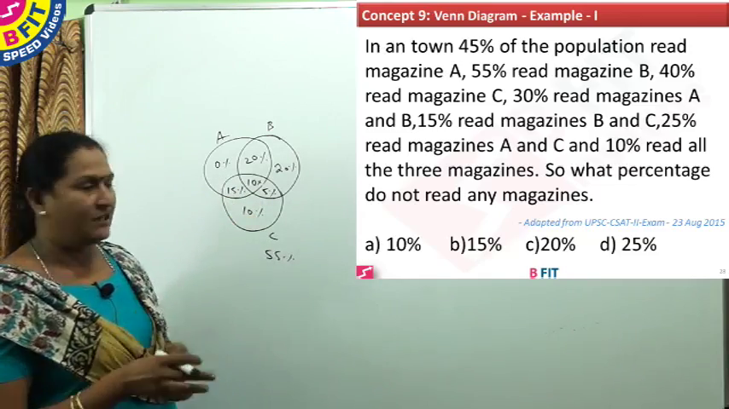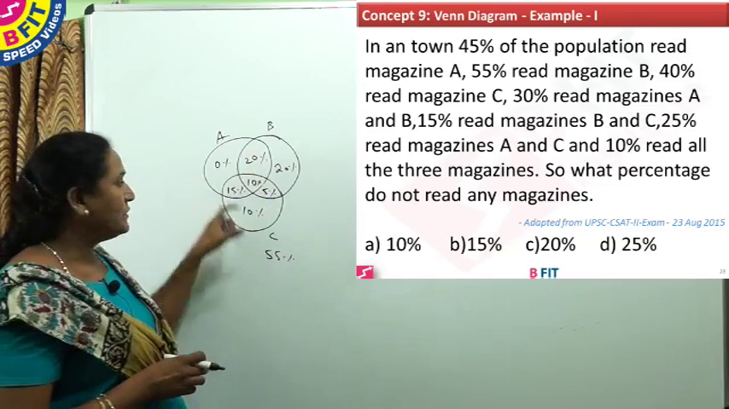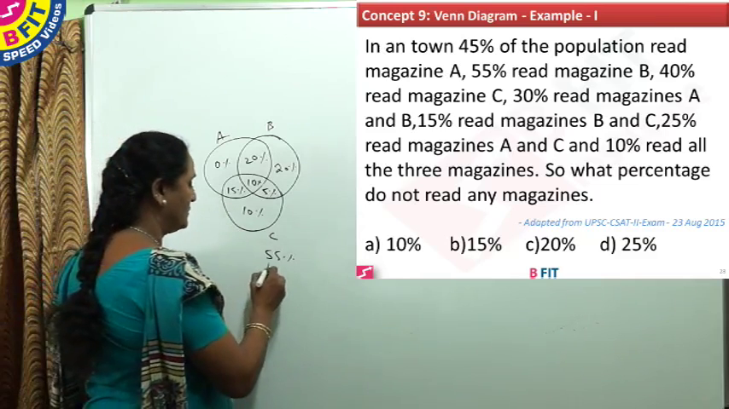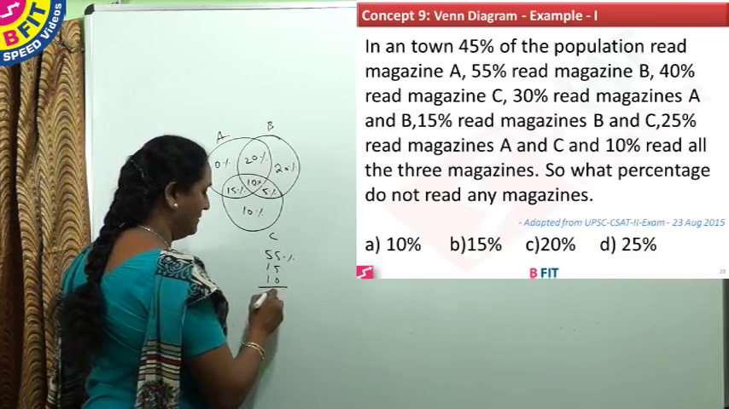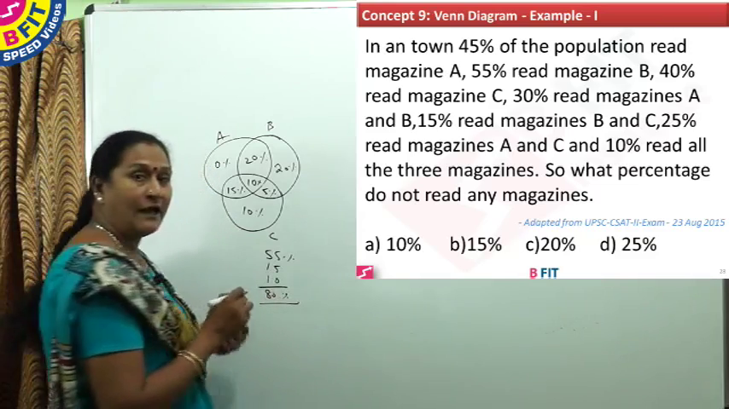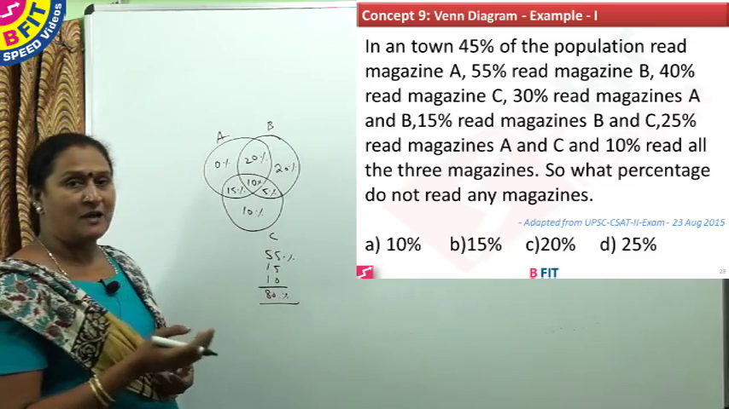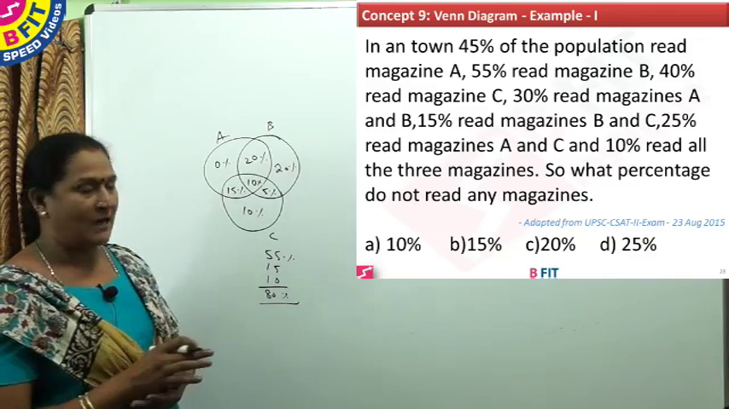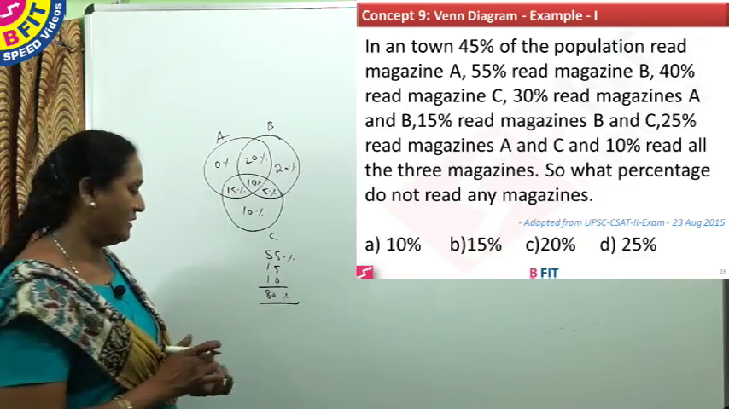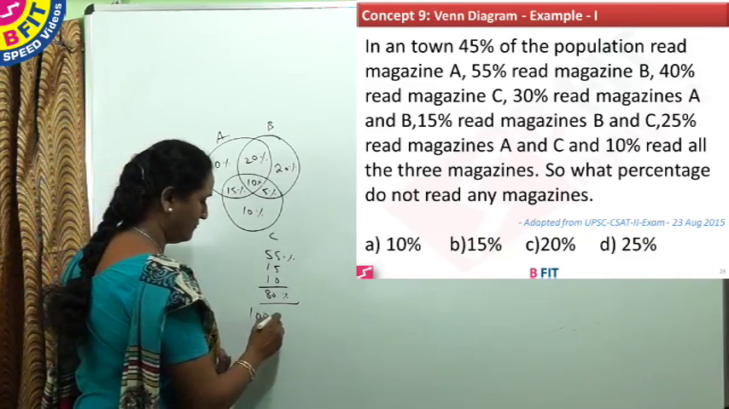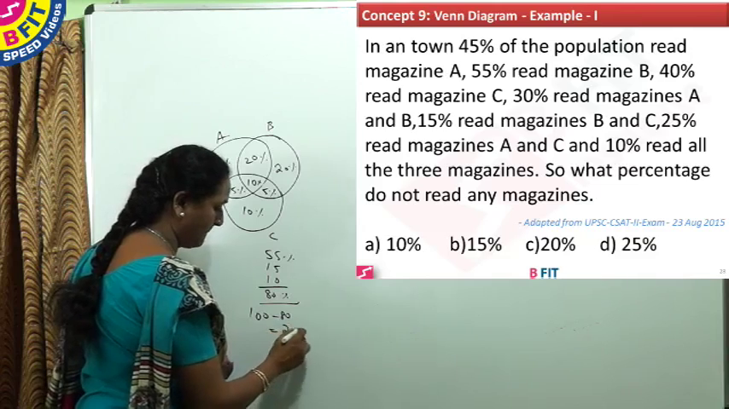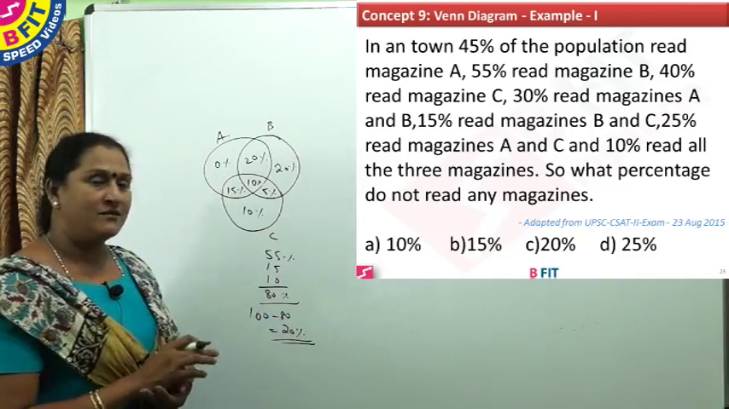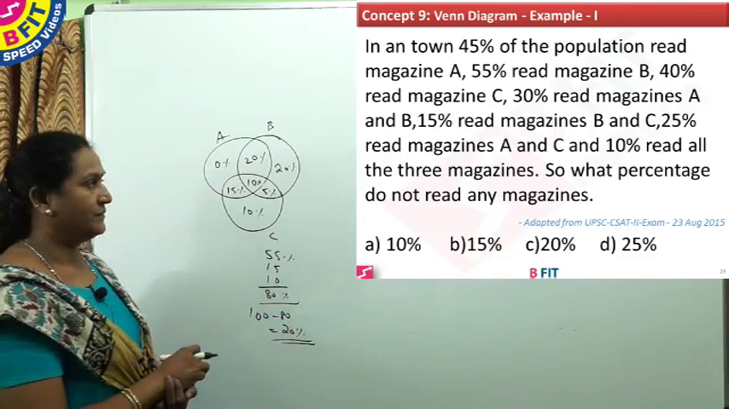Now, instead of wasting time adding each and every detail, taking B circle as 55, add the remaining. So it is 15 and 10 added, so it is 80. So 80% of them read either magazine A or B or C. So what percent do not read any magazine? So subtract this 80 from 100. So 20% of them do not read any magazine, and the answer is option C, 20%.